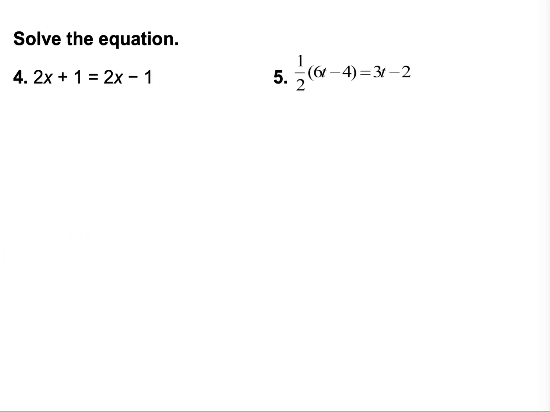Go ahead and pause this video and try these next two. Okay, let's check our answers. For number 4, I'm going to start by moving the 2x. I'm going to do that by subtracting 2x. 2x minus 2x is 0. I'm left with 1. 2x minus 2x is 0. I'm left with negative 1. 1 cannot equal negative 1. No solution.